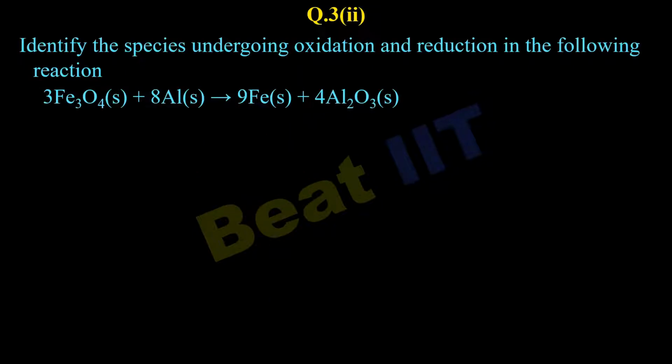Identify the species undergoing oxidation and reduction in the following reaction. Here we need to identify where oxidation is taking place, where reduction is taking place. There are two ways to get the answer. The first one is on the basis of electronegative element goes away. So oxygen was attached to fluorine, now it is removed, it moves away. So removal of electronegative element is reduction.